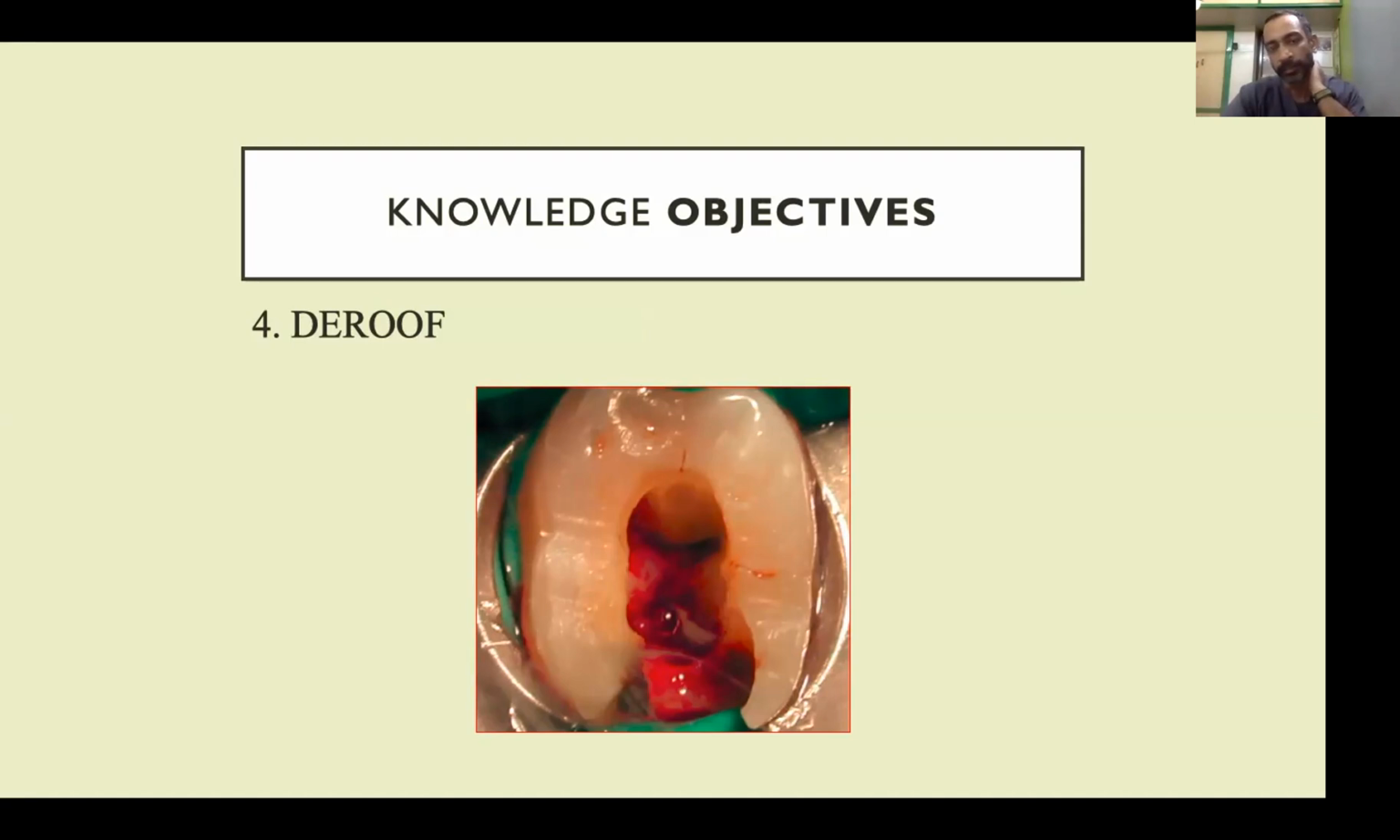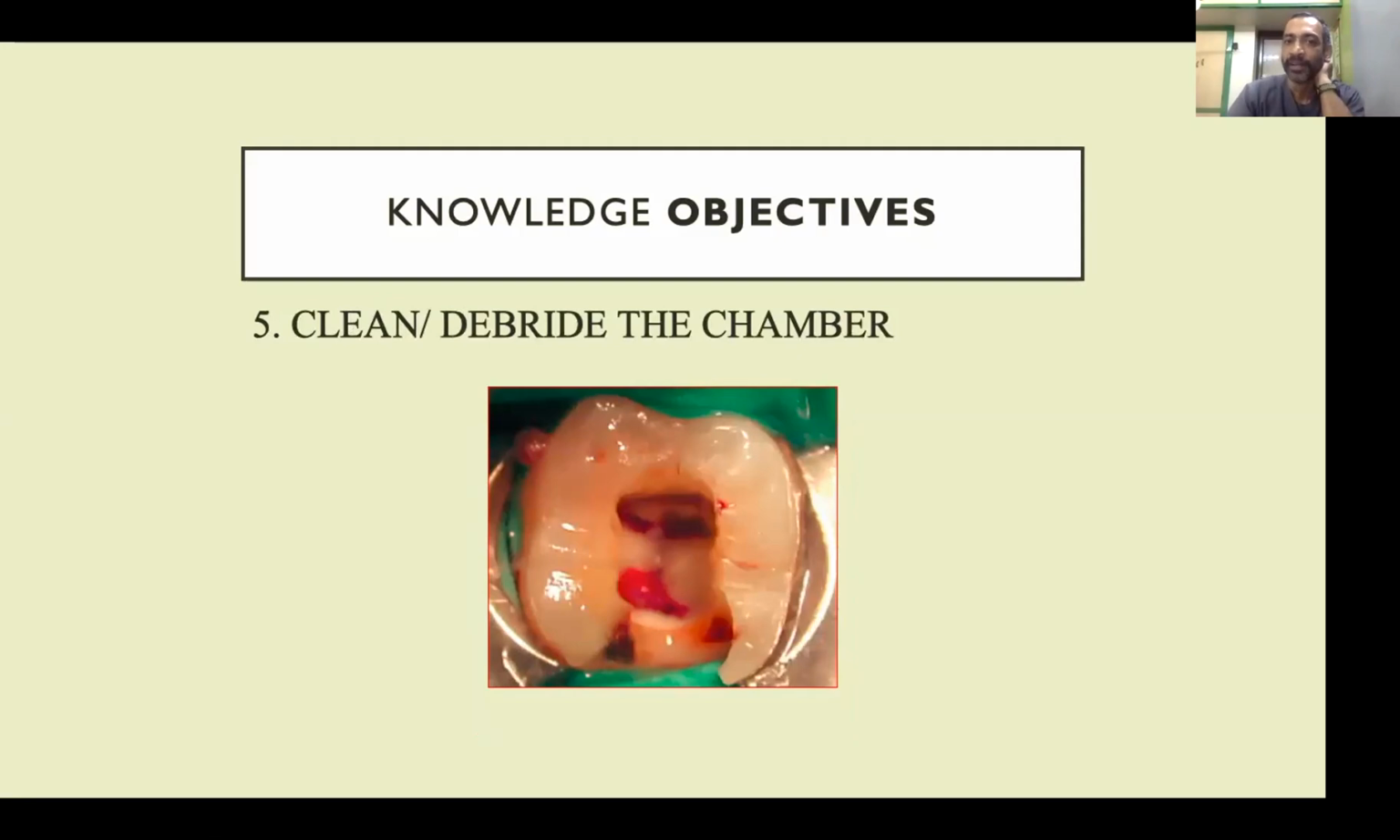De-roofing is a term that is used for cutting the roof of the pulp chamber. So the pulp chamber is sitting like this. This entire portion has to be removed so that you can get access into the pulp chamber. That is called the de-roofing. That is your next objective, to de-roof. And finally, clean and debride the chamber.